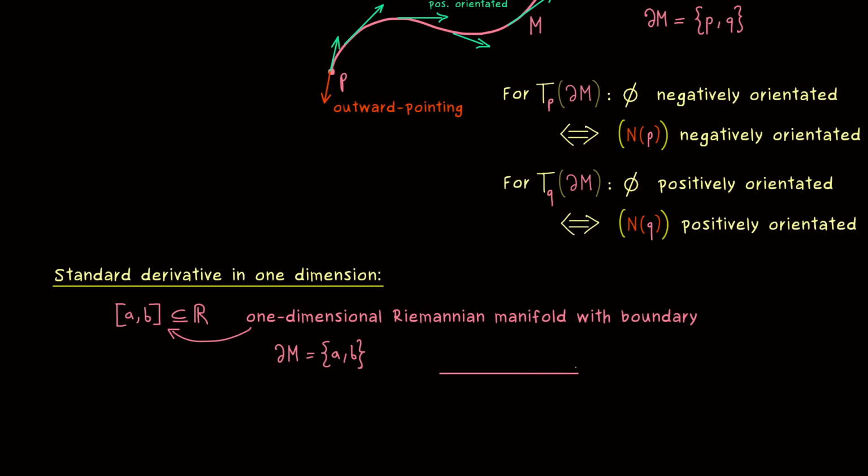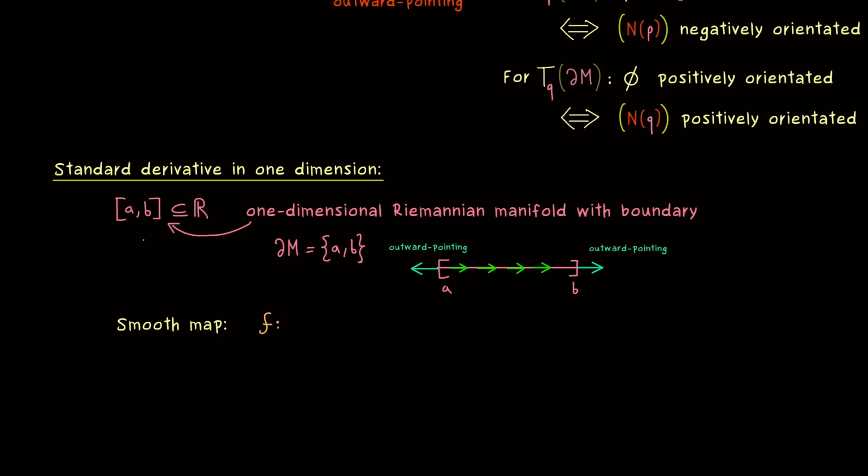Indeed, we already see that in the picture if we just sketch the interval like that. And then the outward pointing normal vector at the point B goes into a different direction than the one at point A. And obviously we would say that the positive orientation inside the interval is given when we go into the positive direction. Okay, and now we can just consider a smooth map f on this manifold given as the interval from A to B.